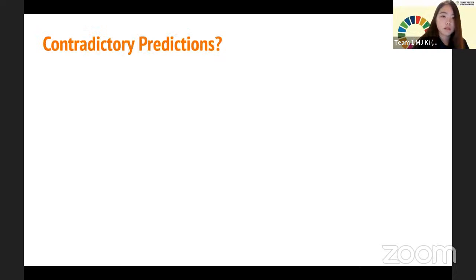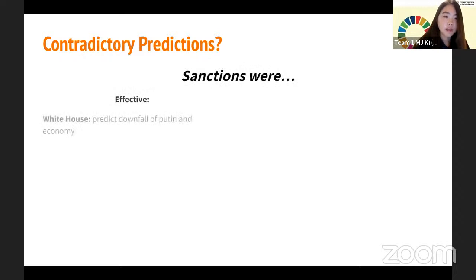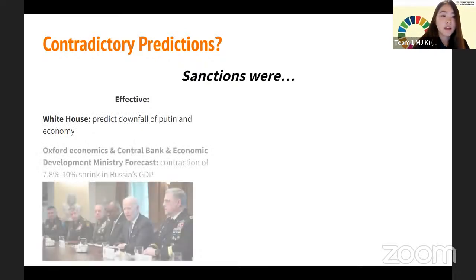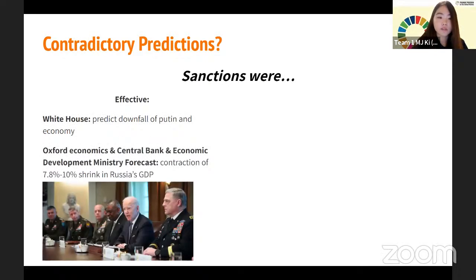So during my research, I was able to find some contradictory predictions, and I found those very enthusiastic and interesting. So first of all, the White House predicted a downfall of Putin and the economy. And also from Oxford Economics, Central Bank, and Economic Development Ministry forecast, they believe that there will be a contraction of a 7.8% to 10% shrink in the Russian GDP.